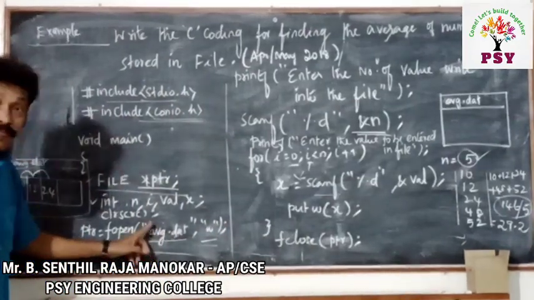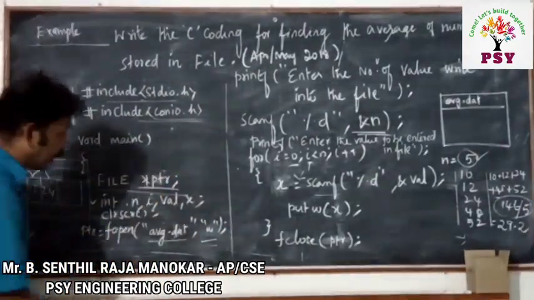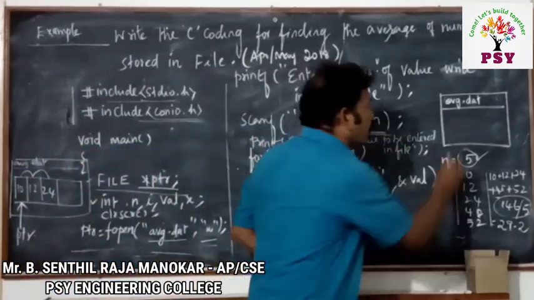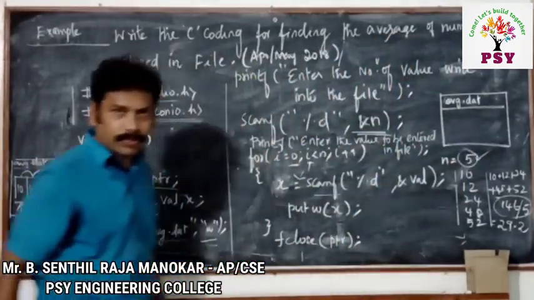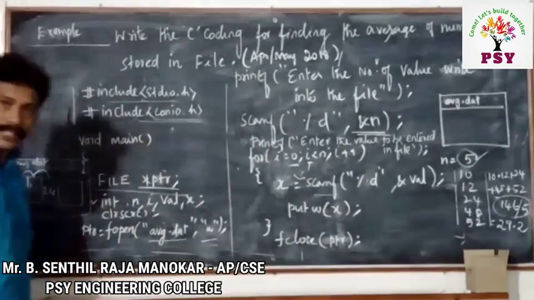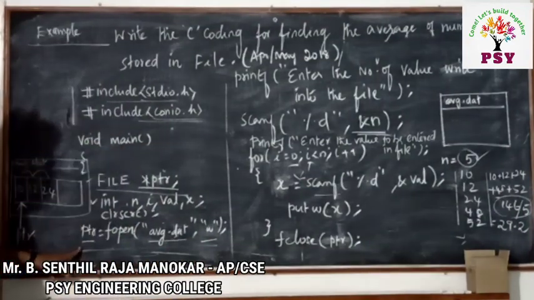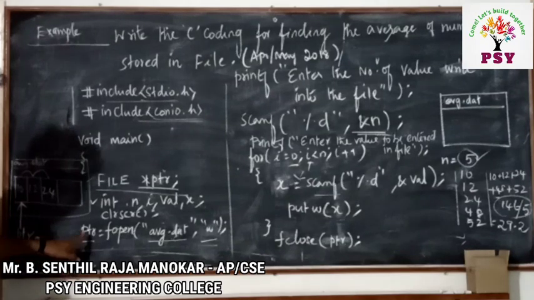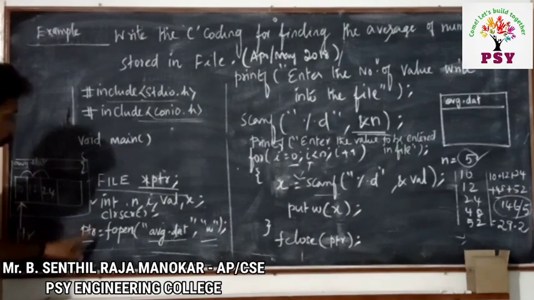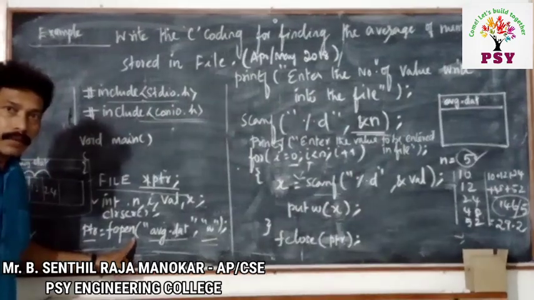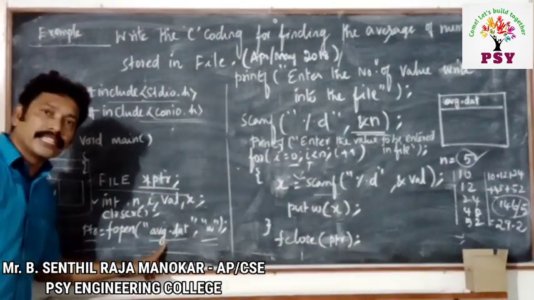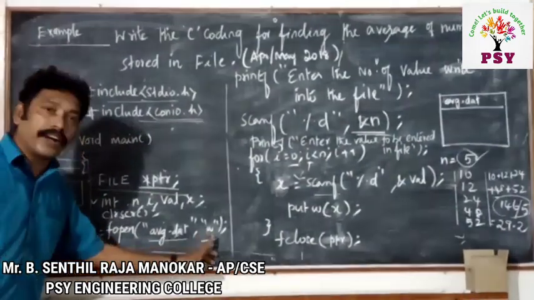Then this file, what mode are we creating? We are creating the write mode. We are going to write the data inside the file. So write mode we have created here, for the file pointer variable ptr. The file pointer variable will help you to open your file. The name of the file is avg.dat and the mode of the file is write mode.